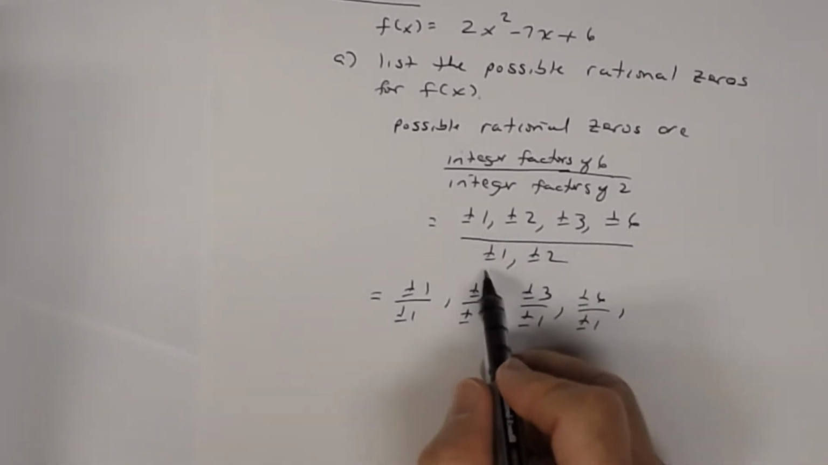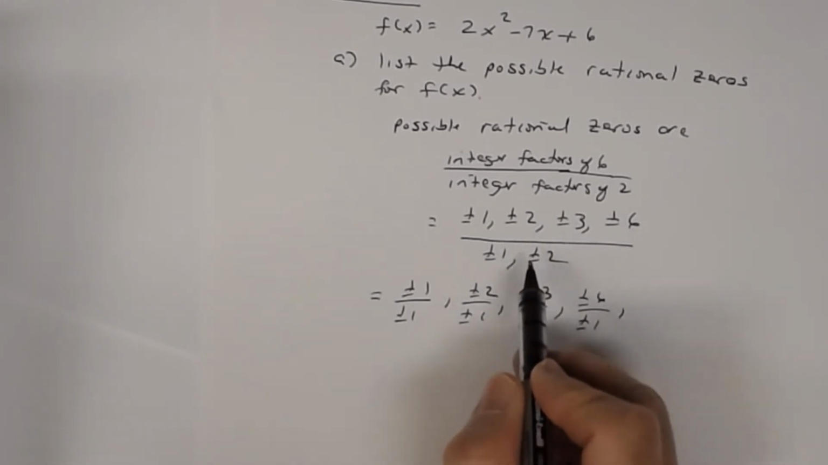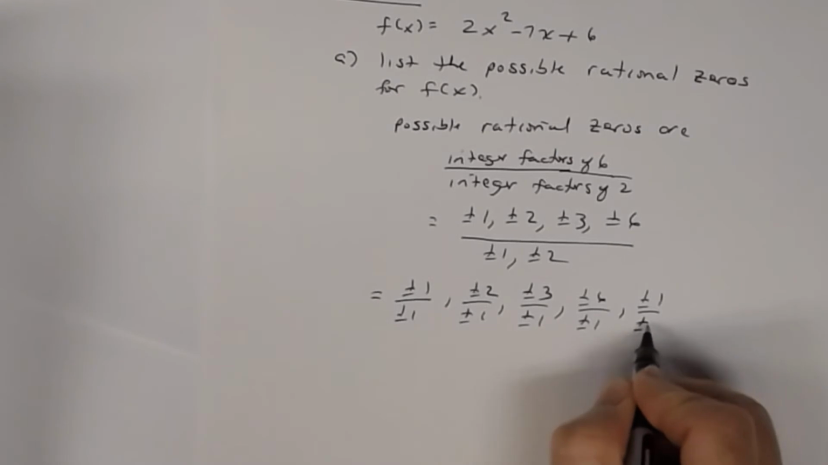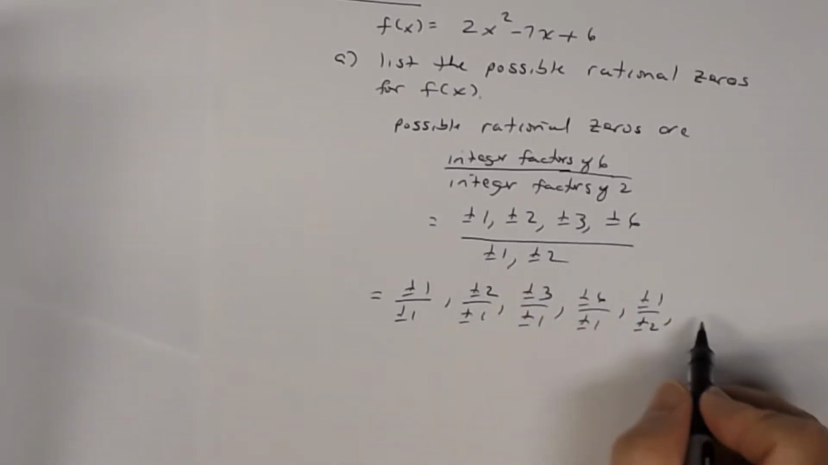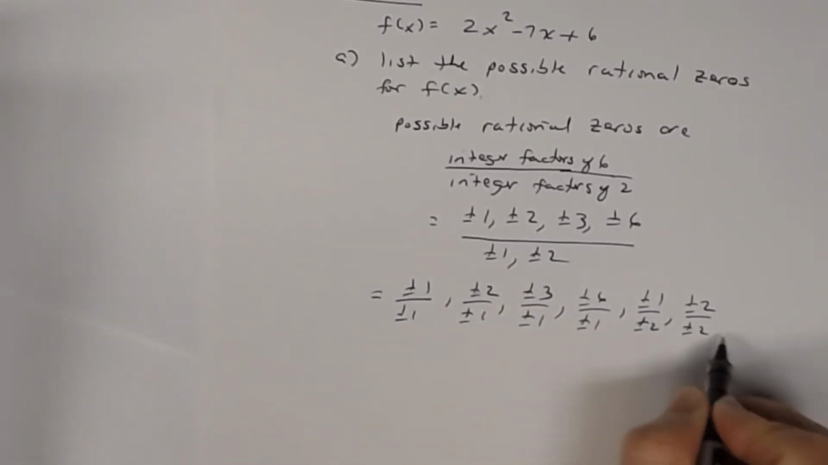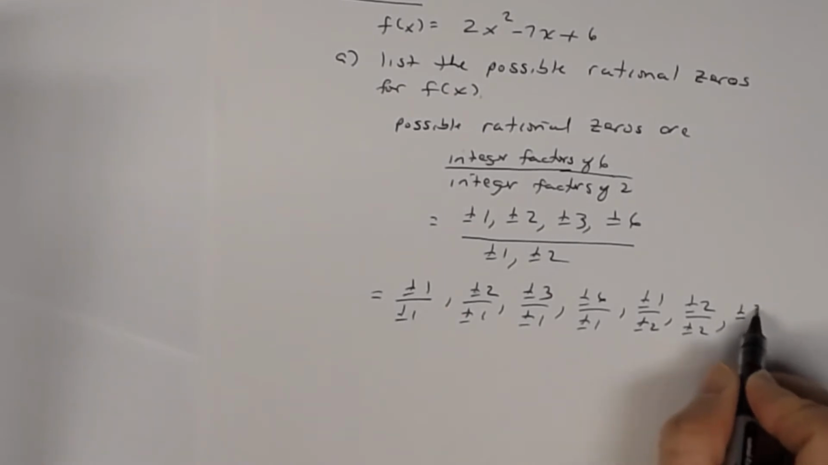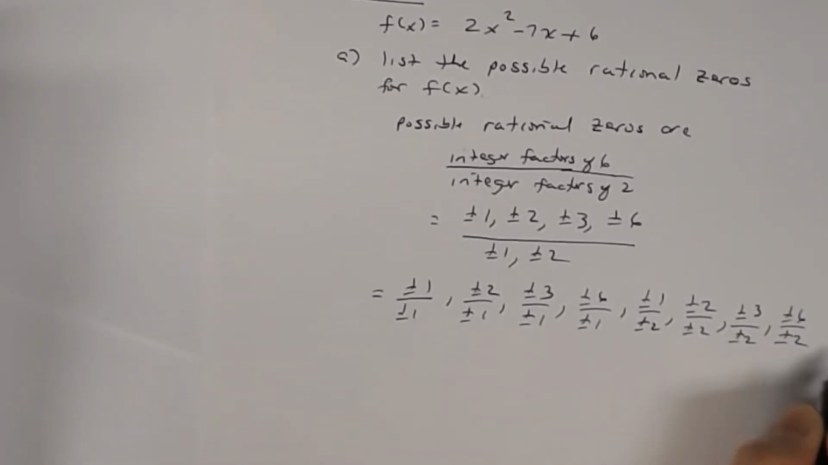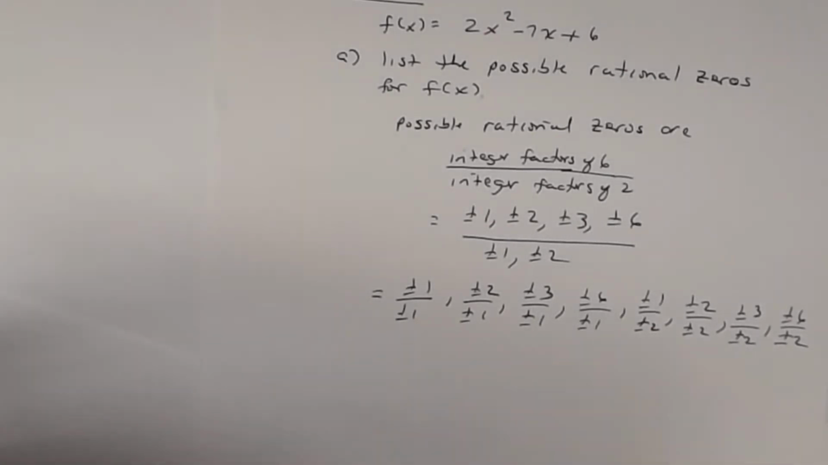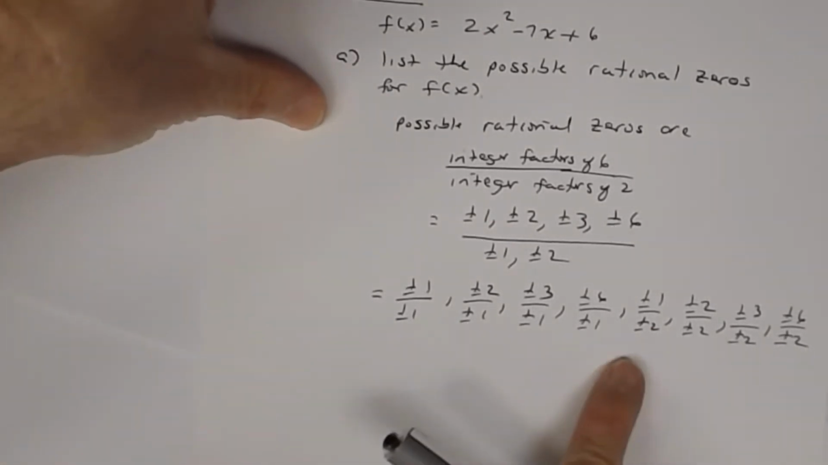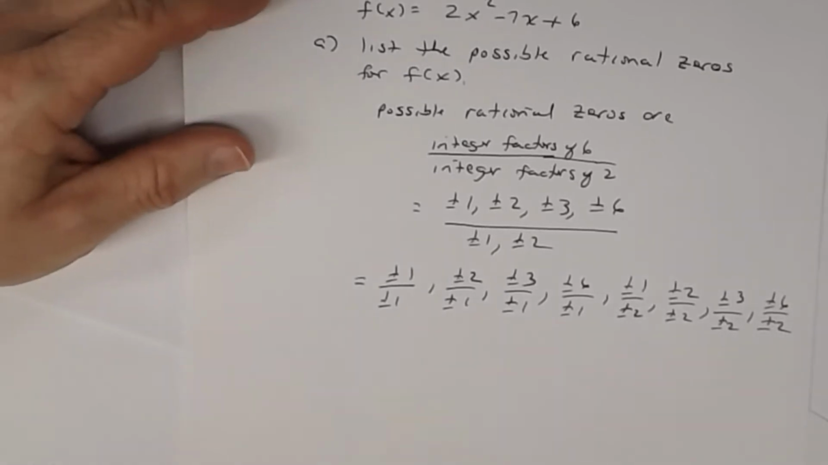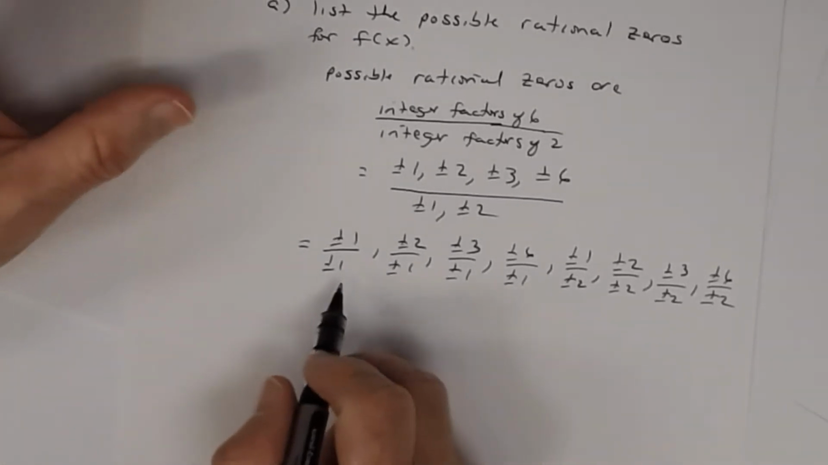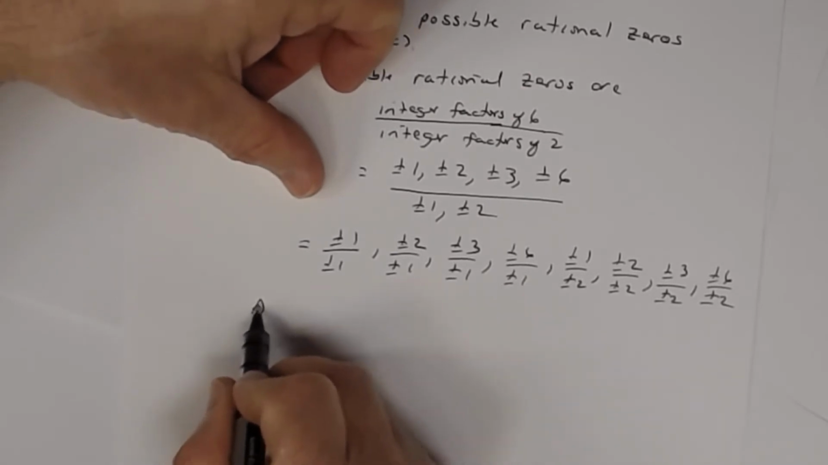So we took care of the plus and minus 1, right? Now we're going to do the plus and minus 2. Plus and minus 1 divided by plus and minus 2. You do it all over again. Plus and minus 2 divided by plus and minus 2. Plus and minus 3 divided by plus and minus 2. Plus and minus 6 divided by plus and minus 2. Okay? Now, remember, that's not the answer, because it must be in lowest terms.